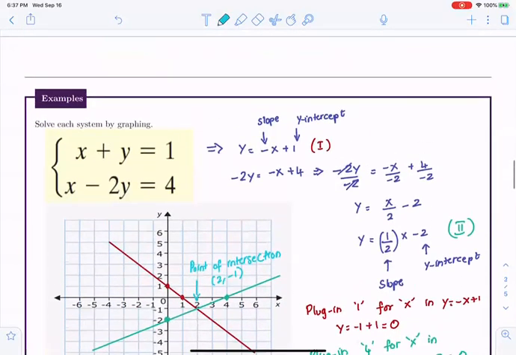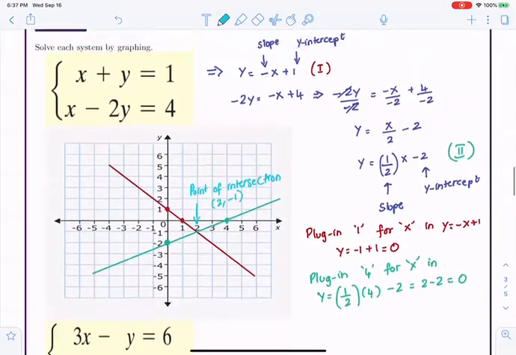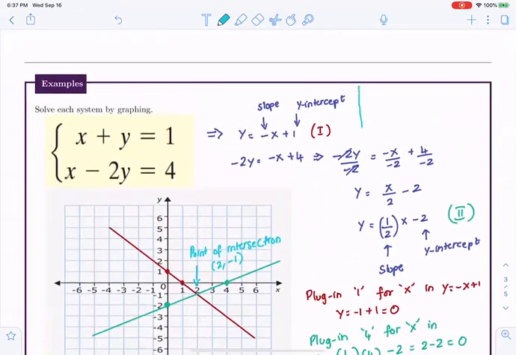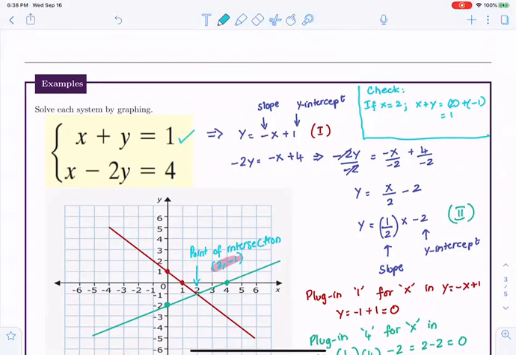So if I plug in 2, I'm running out of space, so I'll write it over here on this side. If I plug in 2, x plus y would be 2. The corresponding y value at the point of intersection is -1. So 2 minus 1 is 1, which means the first equation works out with the point of intersection that we have.